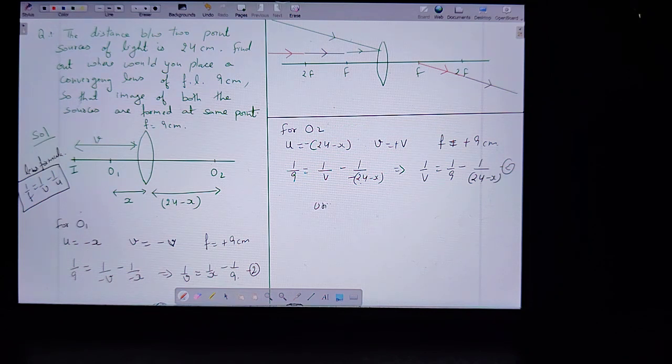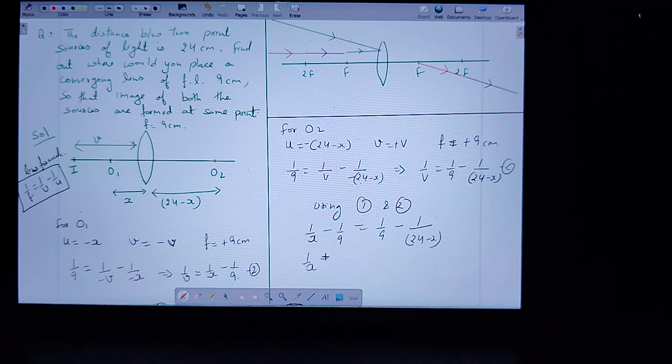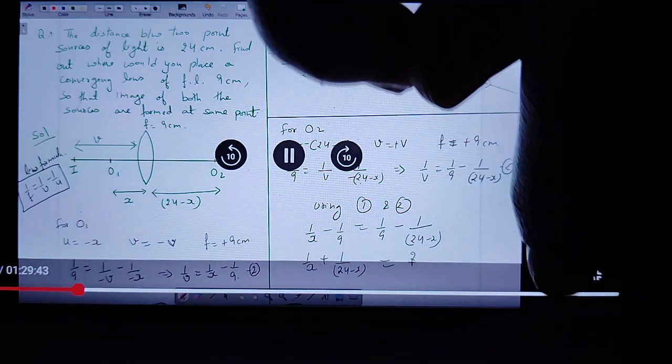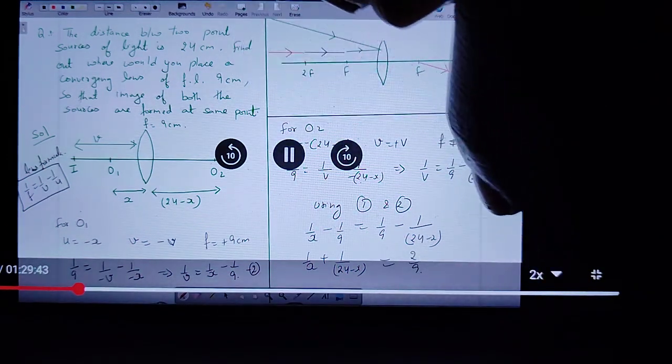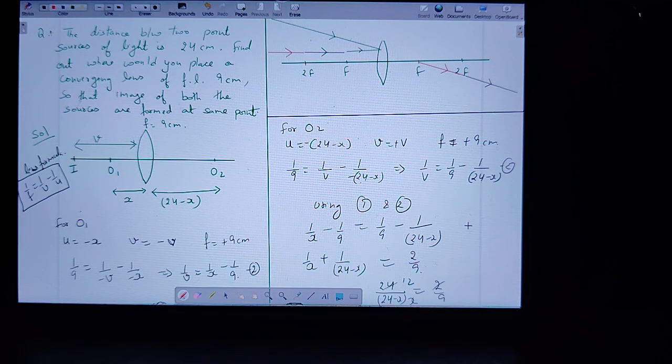Okay? Using 1 and 2, we'll get 1 by x minus 1 by 9 equals 1 by 9 minus 1 upon (24 minus x). From here, x should come out to be 6 because x will be less than 9. No? You have chosen it this way. So I'll get here 1 by x plus 1 upon (24 minus x) equals 2 by 9. On solving, we'll get 24 upon (24 minus x) into x equals 2 upon 9. Solve it. What is the value of x?